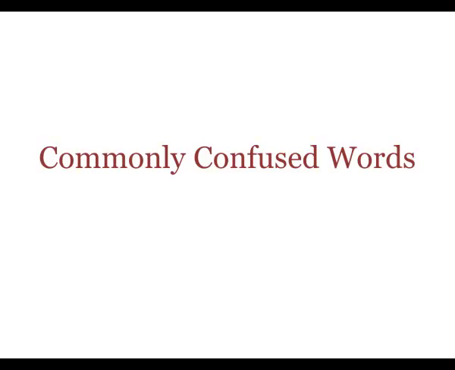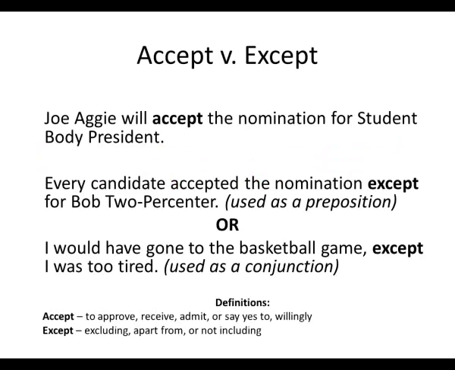I'm going to show you 5 sets of commonly confused words and explain when it is appropriate to use them in your sentences. First, let's talk about accept and except. The only real similarity between these two is in their pronunciation. They are homophones, which means they sound alike.